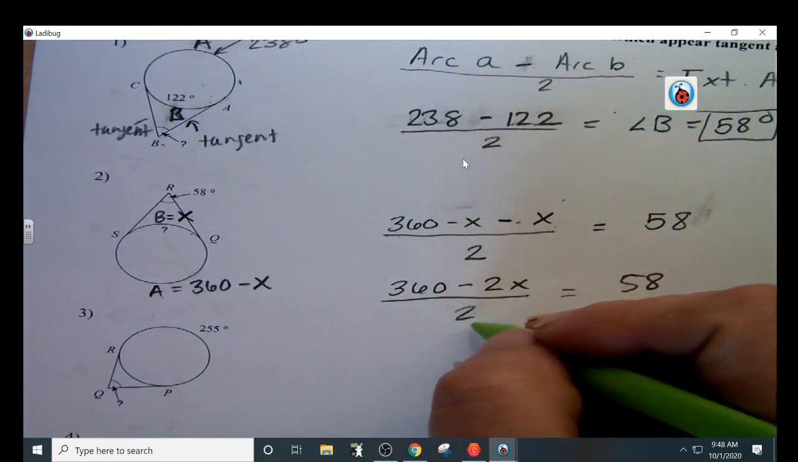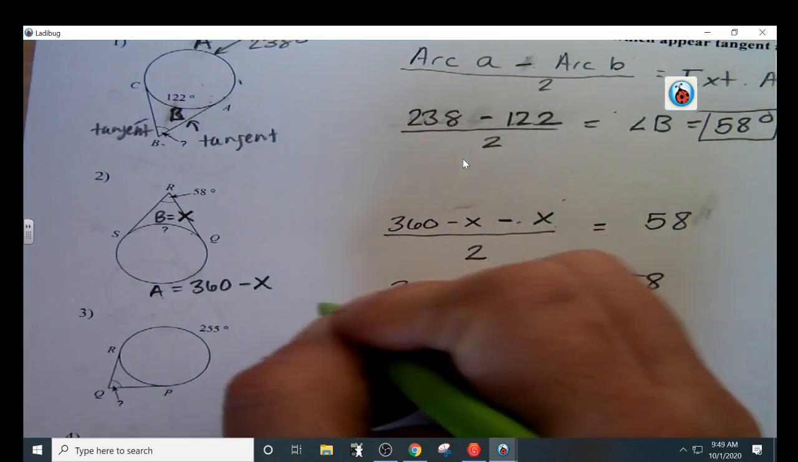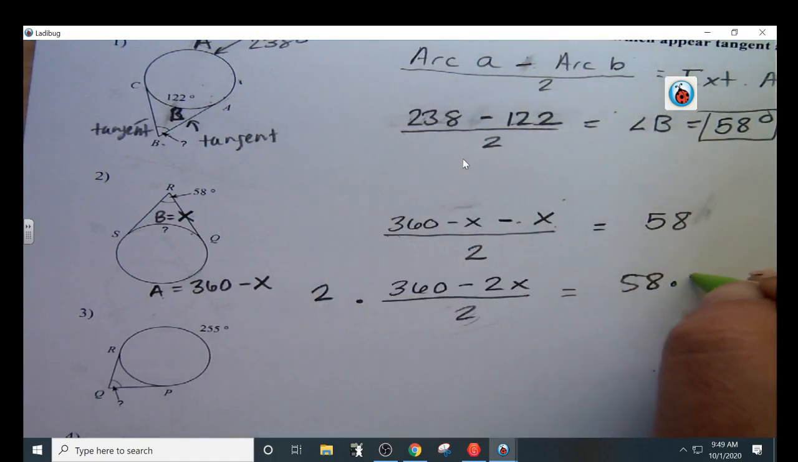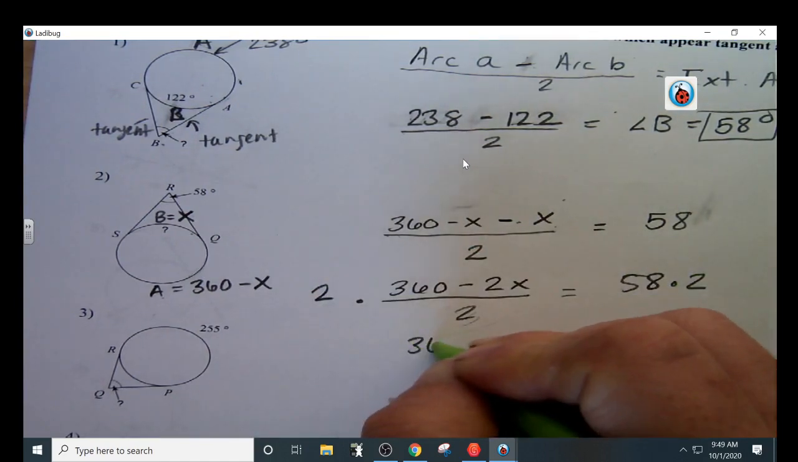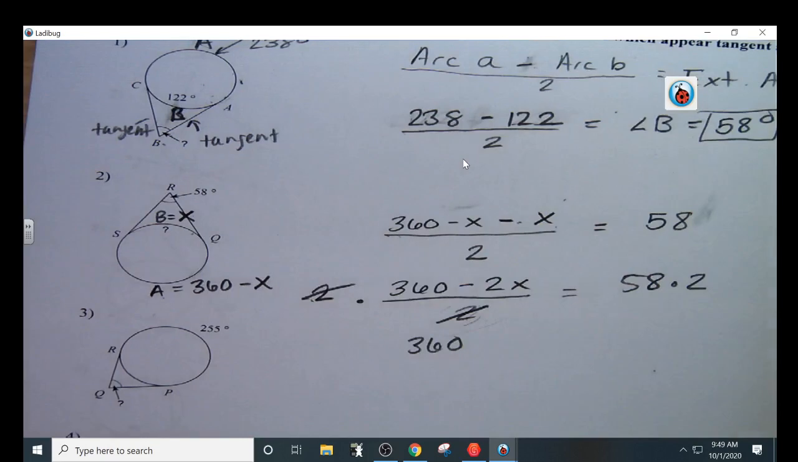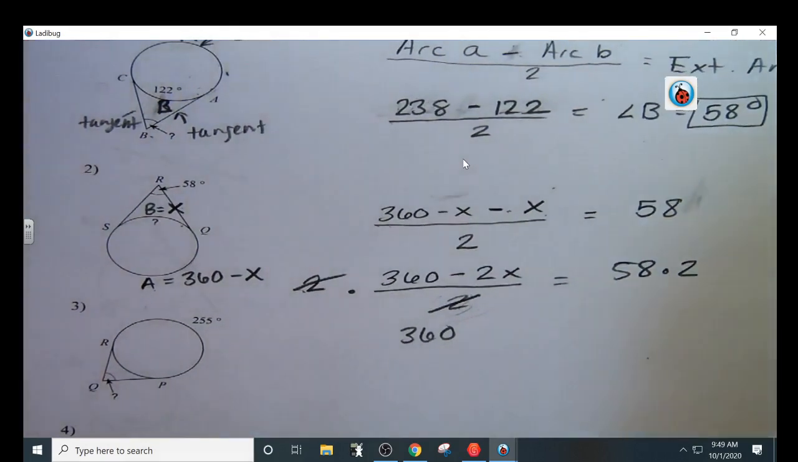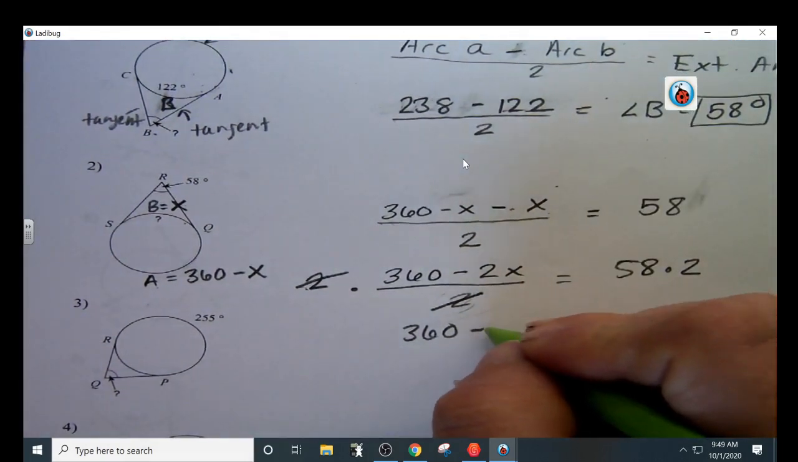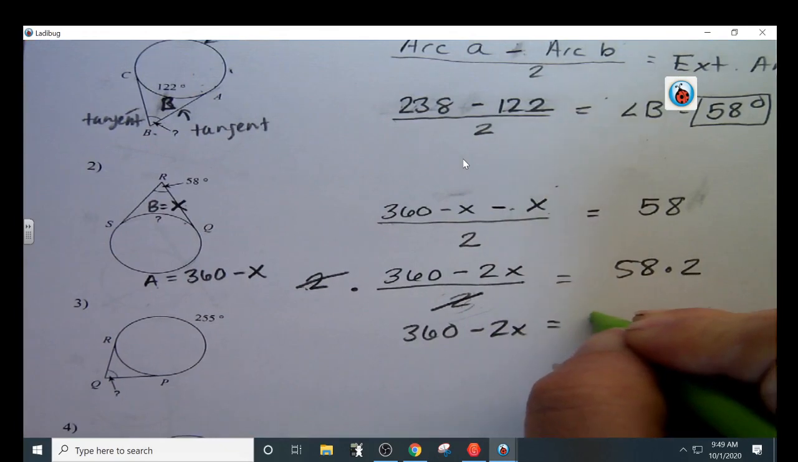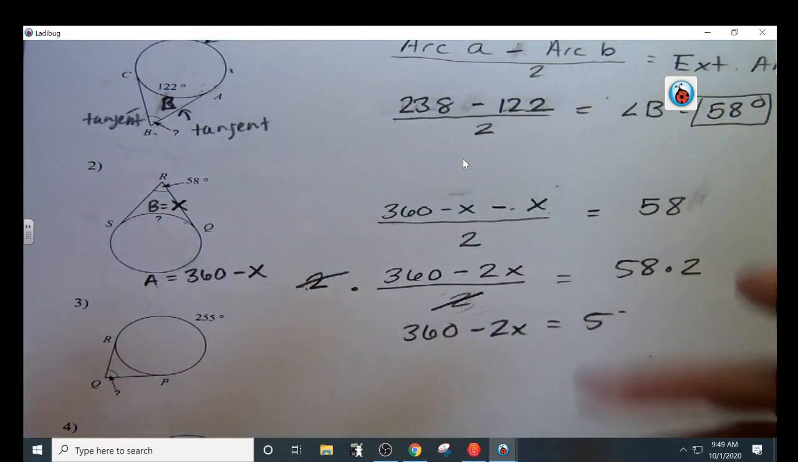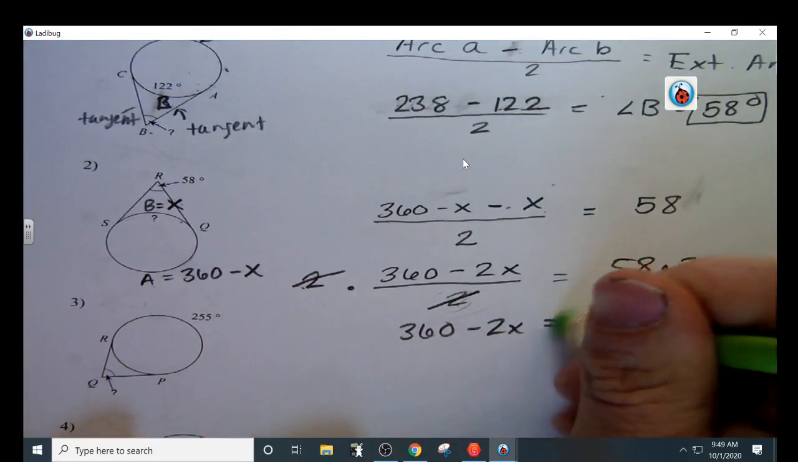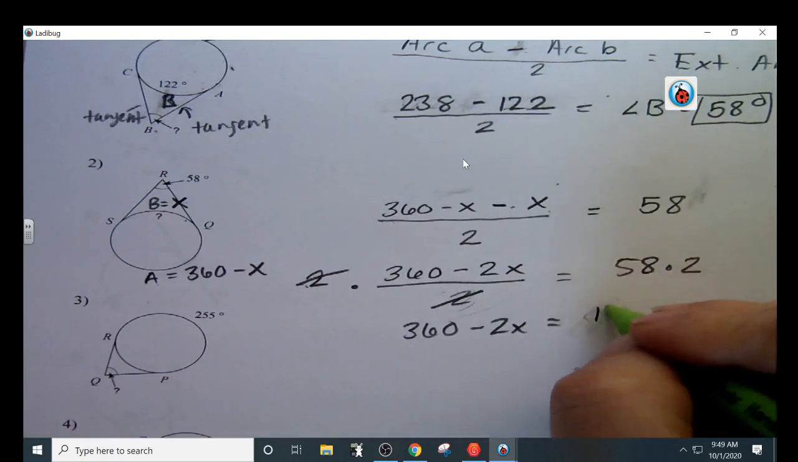We need to multiply, right? We'll multiply by the denominator, which is 2, on both sides. That's going to be 360. This will cancel out, right? That cancels out. That'll be 360 minus 2x equals 58. Excuse me, that's going to be 116 there, so we're going to times it by 2. 116.